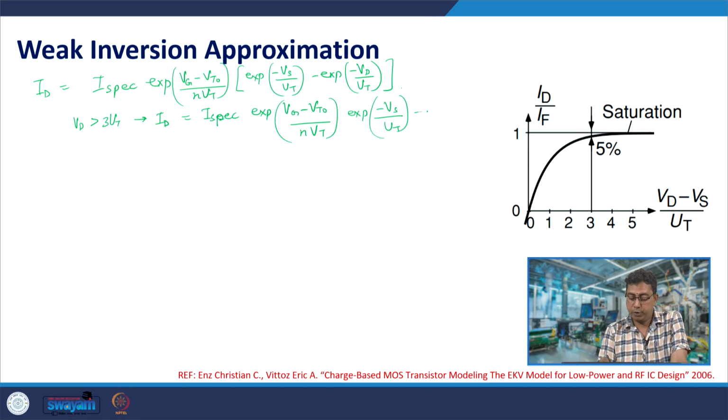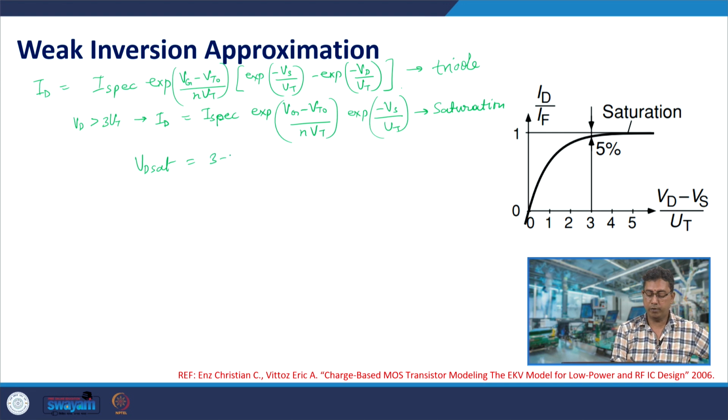So, this is for saturation and this is for linear. Now, it is neither linear nor saturation. You may want to call it subthreshold triode, but it is not exactly triode, and you may like to call it subthreshold saturation. So, here the value of Vd sat is 3 to 5 Ut, a constant. So, in weak inversion approximation, you have an exponential relationship between gate voltage and the current.